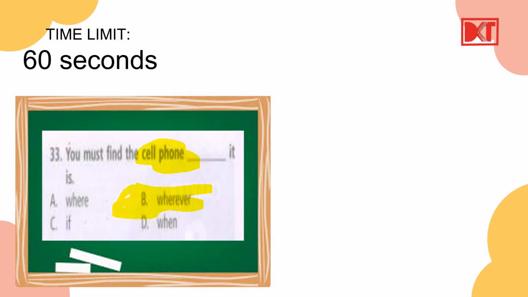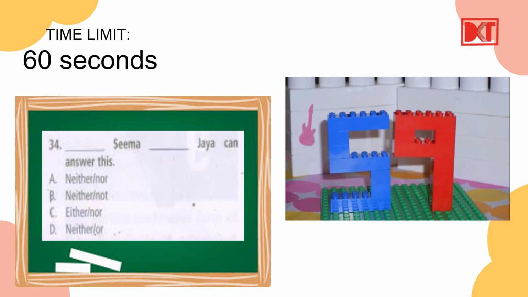Okay, then we have others. We have where, also a conjunction of place, where we talk about a specific place. Okay, then if and when, if used for a condition, when used for a certain time.